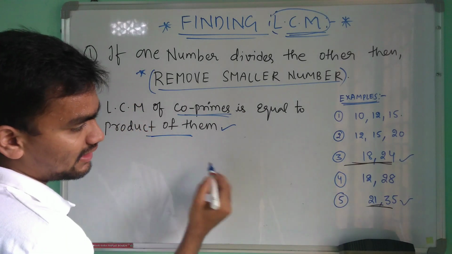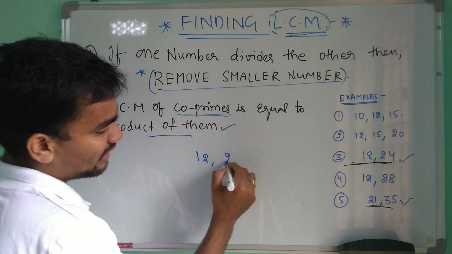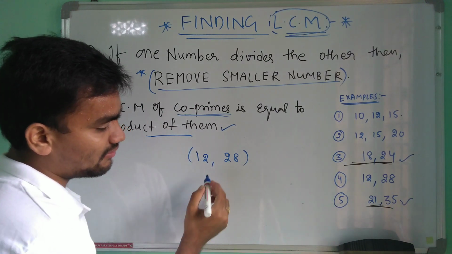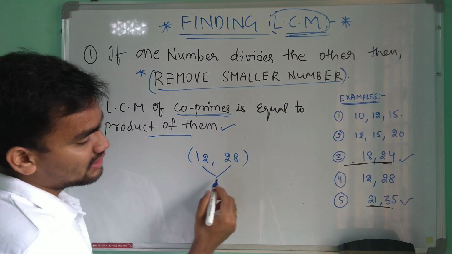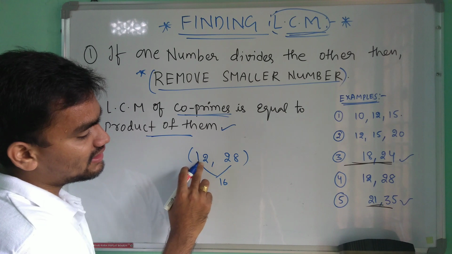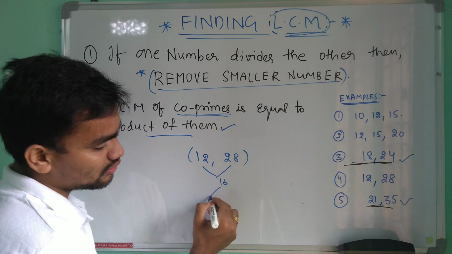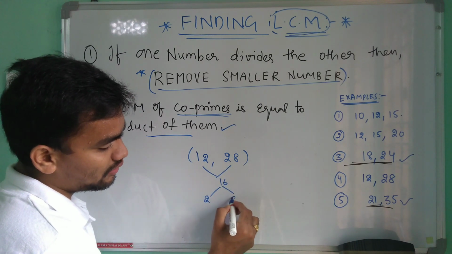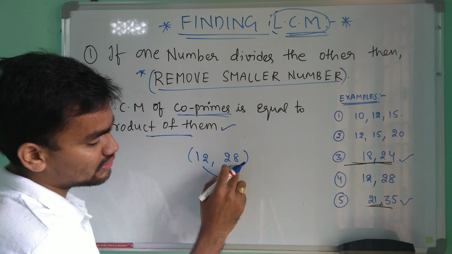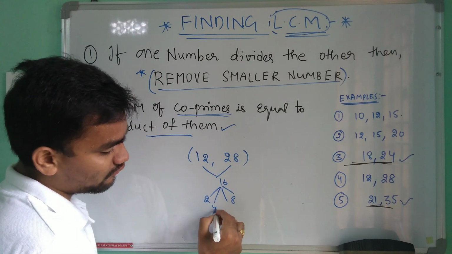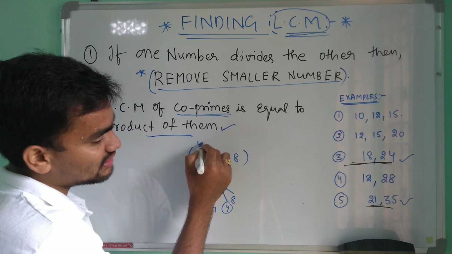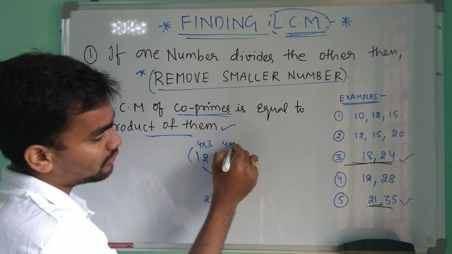So let me explain example 4, that is between 12 and 28, which is similar to example 5. The difference here is 16, so we cannot split 12 or 28 in the form of 16. So let me take the factors of this, that is 2 into 8. Still you cannot resolve this. So the next factor is 4 into 4. So now I can write this as 4 into 3 and here 4 into 7.